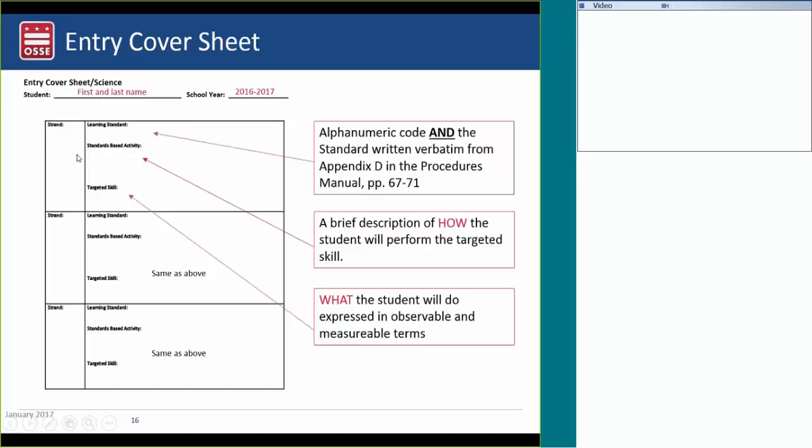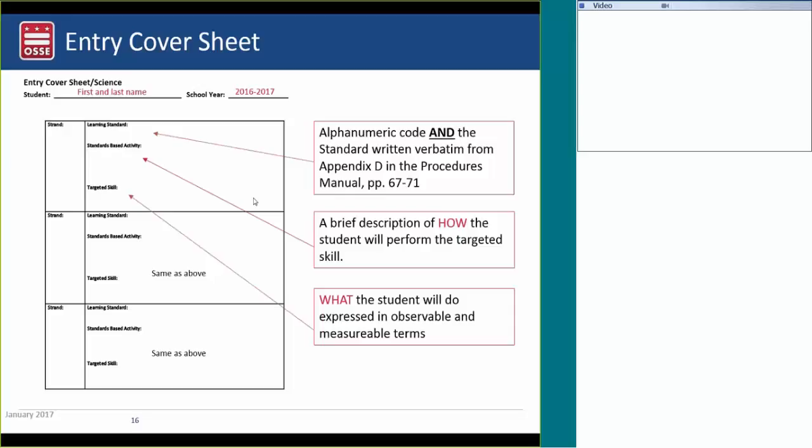Okay, then you need to describe the standards-based activity. A few brief sentences that describe how the student will perform the targeted skill. How to write standards-based activities is also present in the procedures handbook, but you need to have a statement here that describes how the student will perform the skill. And then the targeted skill is what the student is going to do. Okay, it needs to be written in observable and measurable terms.